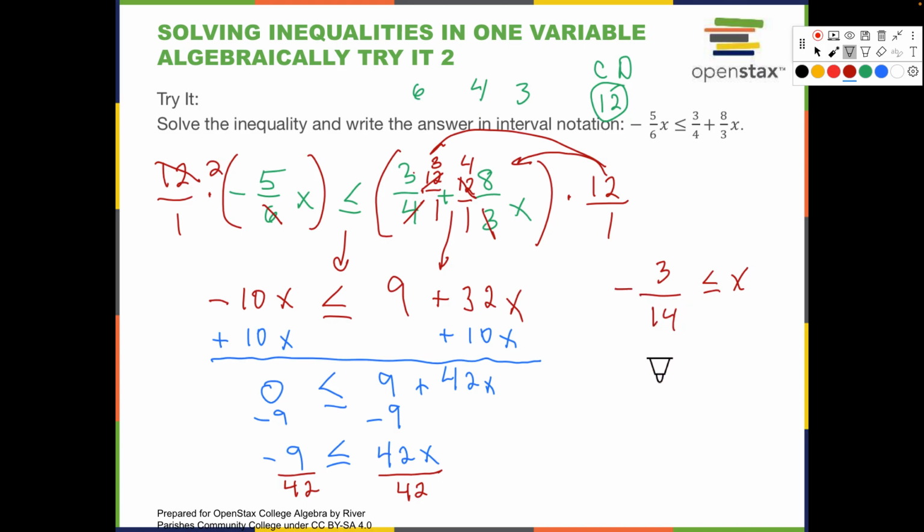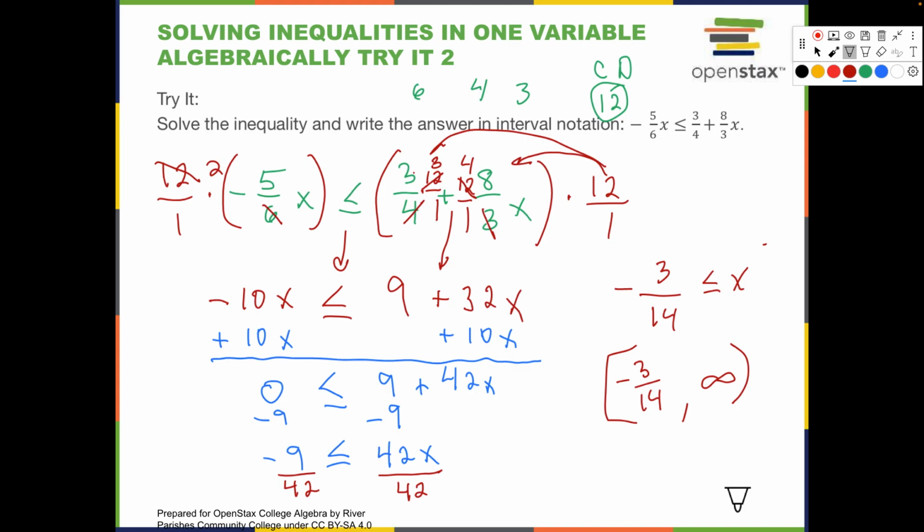Could have left it as 9/42. Could have written it as a decimal. Again, sometimes these things are not going to make nice decimals, but that's our answer. And again, x is bigger than this. So you could do the number line, or you could say, well, x is bigger than that. That means x is going to go off to infinity. So negative 3/14 is the smallest we could be. It's equal. And this is our interval notation.